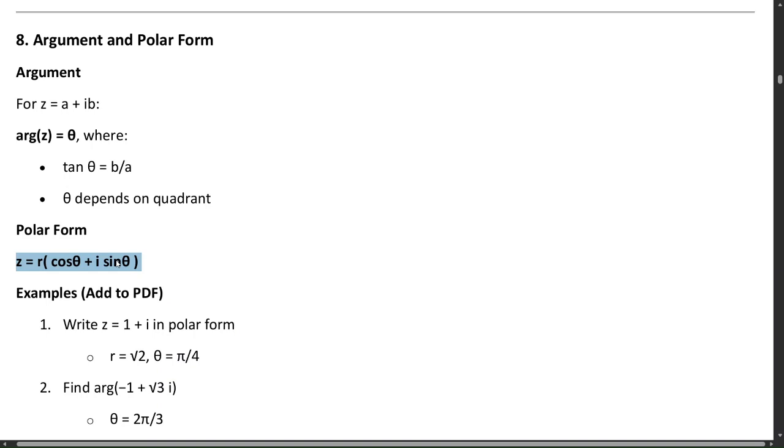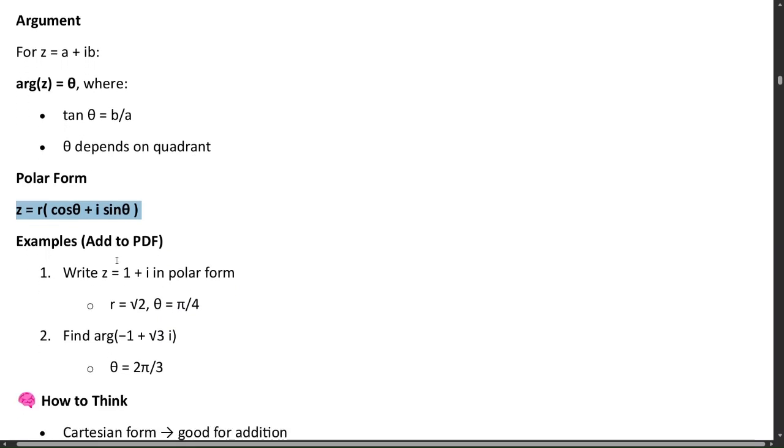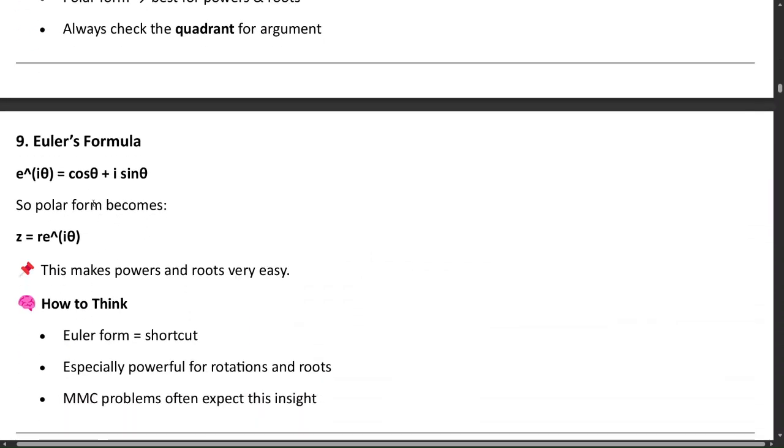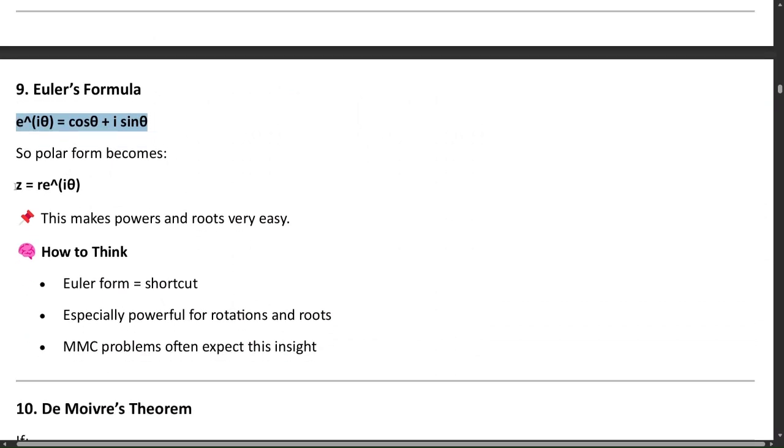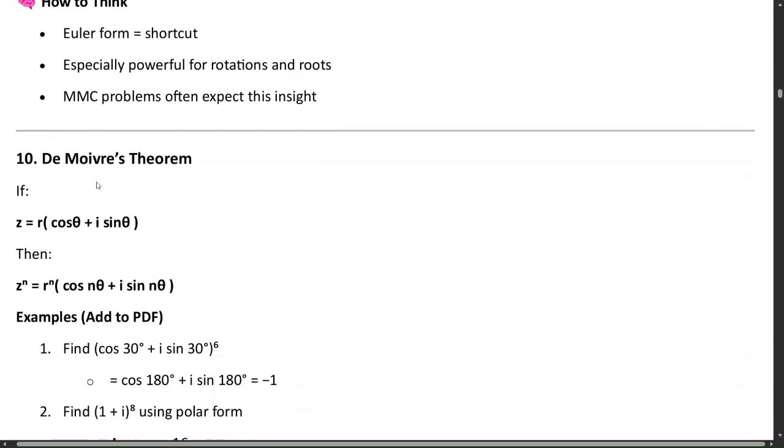Using Euler's formula, we can write it as z equals r into e raised to i theta, where e raised to i theta is nothing but cos theta plus i sin theta. So the polar form becomes r into e raised to i theta. Euler's formula connects exponential functions with trigonometry. So it states that e raised to i theta is cos theta plus i sin theta, which makes polar form extremely compact and powerful.